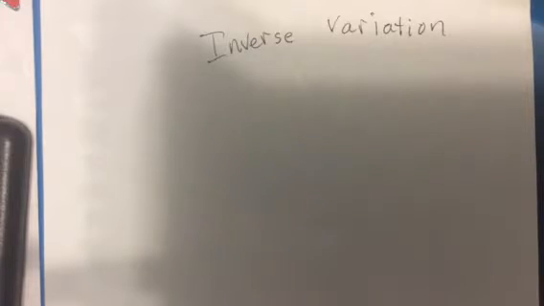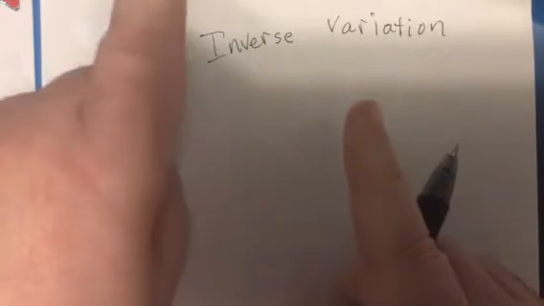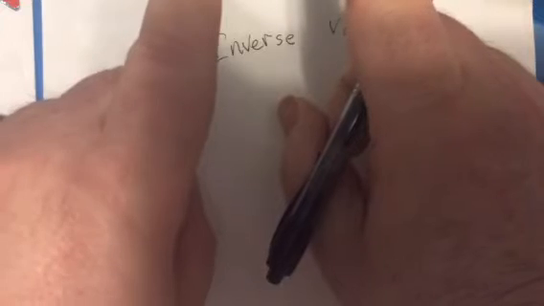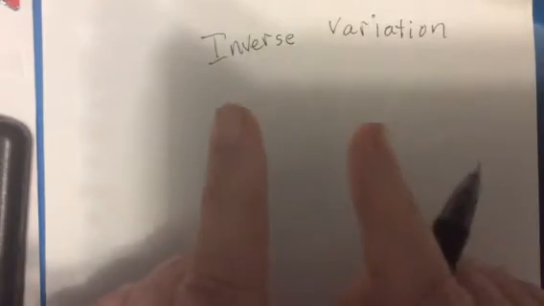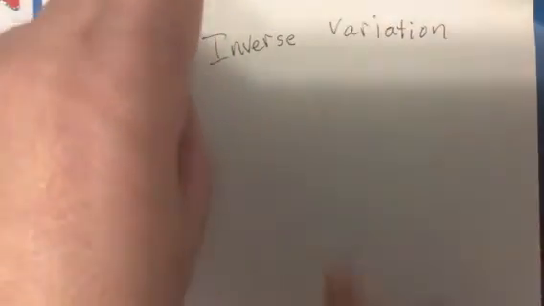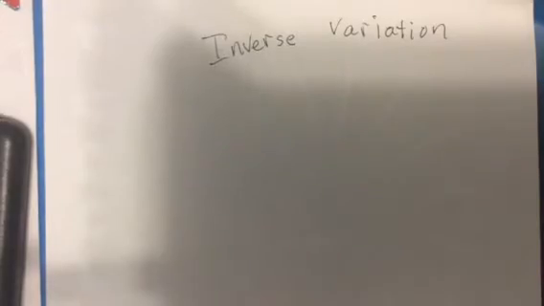Now remember, direct variation is as one gets bigger, the other gets bigger, or vice versa. As one gets smaller, the other one gets smaller. Inverse variation is as one gets bigger, the other one has to get smaller. So you have this going on.